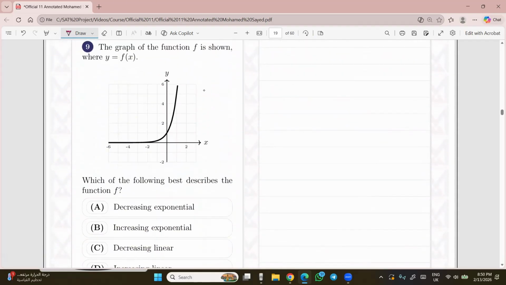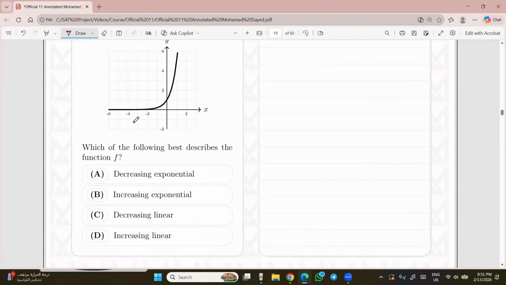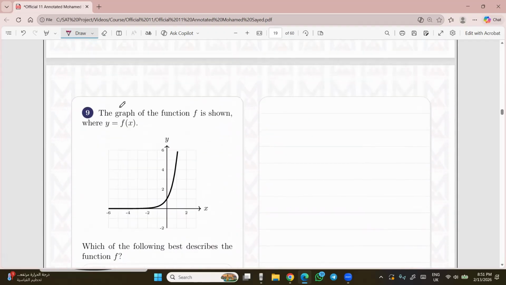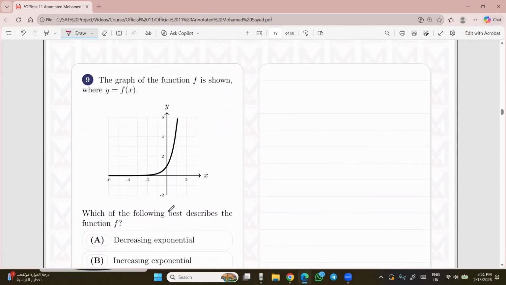And then number 9, the graph. This is also an exponential graph. You need to remember that the question says decreasing exponential, or increasing exponential, or decreasing or increasing linear. Which of the following best describes the graph? Linear means a line. This is not a line. A line like this one is linear, but this is not a line.